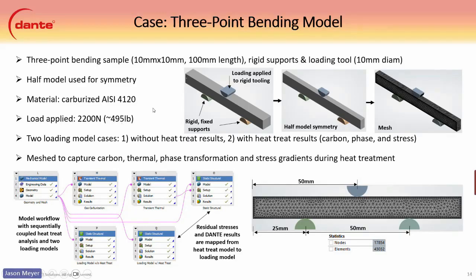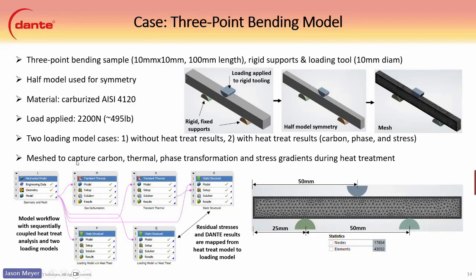And then we looked at two different models, one without heat treating results, so it's basically the base property of the material, and then one with heat treated results with carbon, phase, and stress. So we ran through a whole carburization process here. I'll show that in the next slide. And to capture this, like we talked about earlier, we really want to have a layer of fine elements right at the surface, and hopefully this translates well to your computer. You can see that there are a bunch of elements in the direction from the surface that will help capture the carbon and temperature gradients during the process.